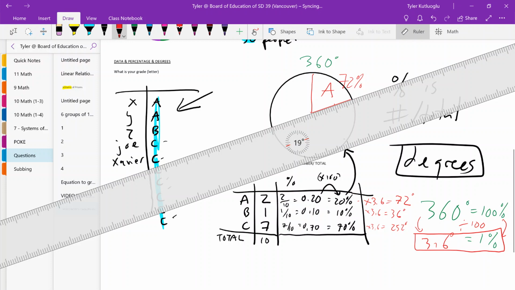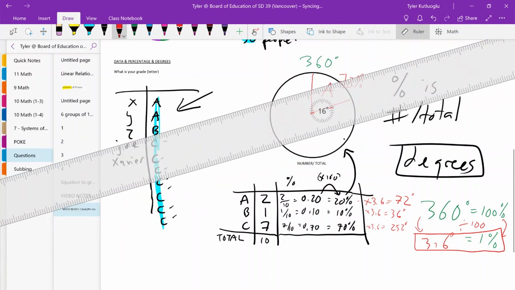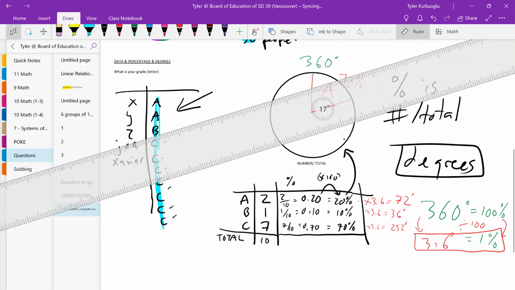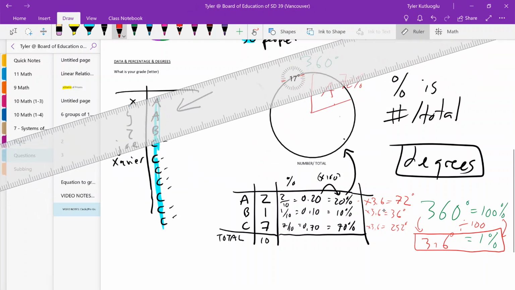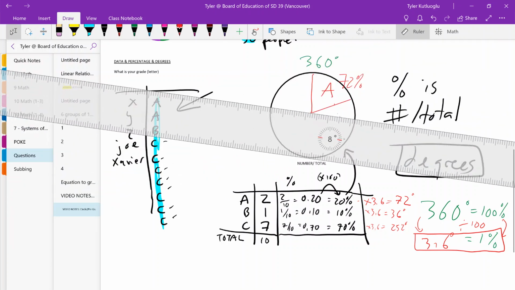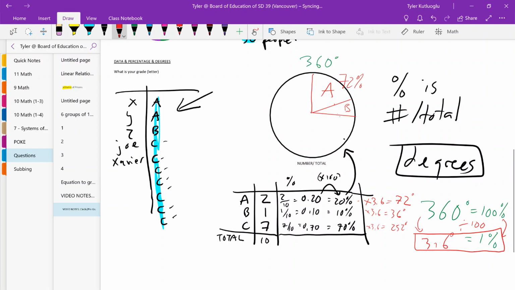Then I can do the same thing. So from there, there we go. I'm going to measure, what do we need? 36 degrees. So from there I'm going to go 10, 20, 30. And that's it.